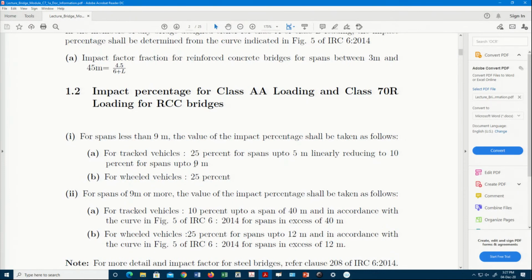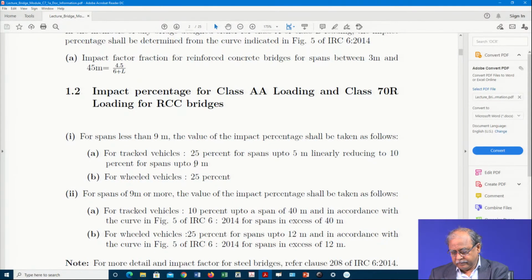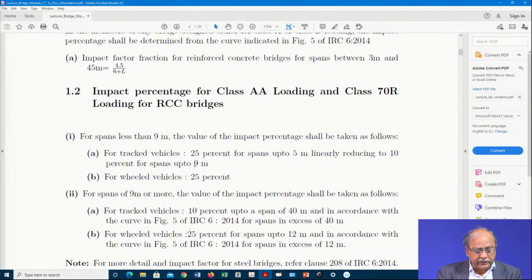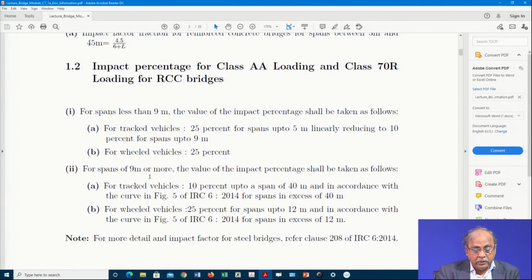So, impact percentage. For spans less than 9 meter, the value of the impact percentage shall be taken as follows. For tracked vehicles, 25% for spans up to 5 meter, linearly reducing to 10% for spans up to 9 meter. For wheeled vehicles, 25%. For spans of 9 meter or more, the value of the impact factor shall be taken as follows. So, we get it from IRC 6.